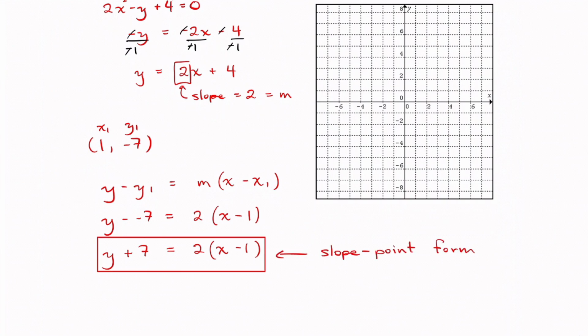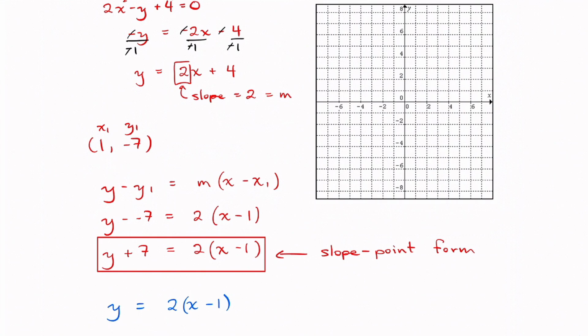To get it into our next form, our slope-intercept form, we're just going to move this 7 over to the other side and then get rid of any brackets that we have, because our slope-intercept form, just to remind you, looks like this, y equals mx plus b. So everything's all on one side except for the y, and there are no brackets. So when we move that 7 over to the other side, there's only a y on this side, and then we have 2 times x minus 1.